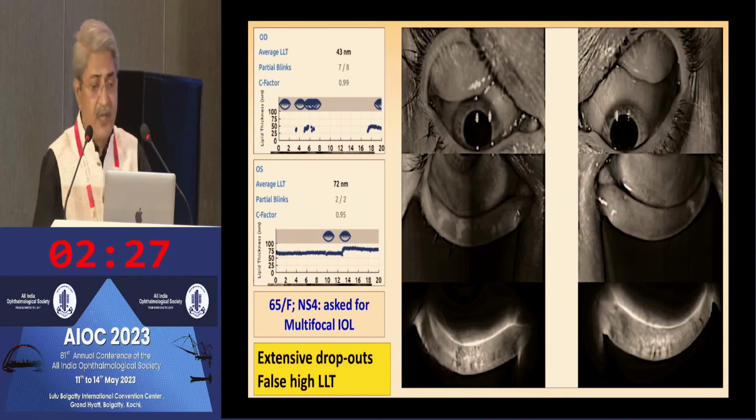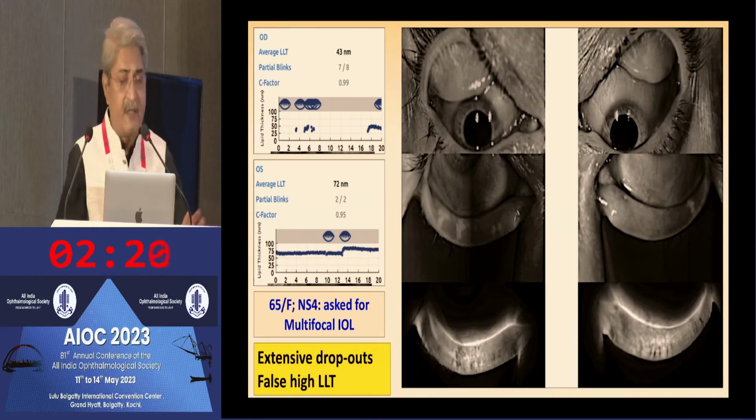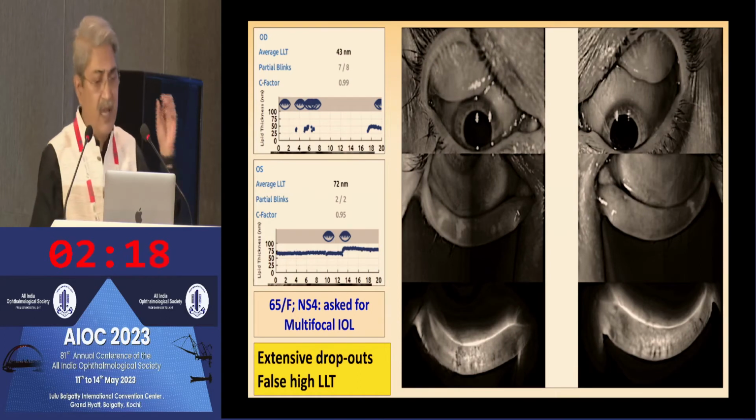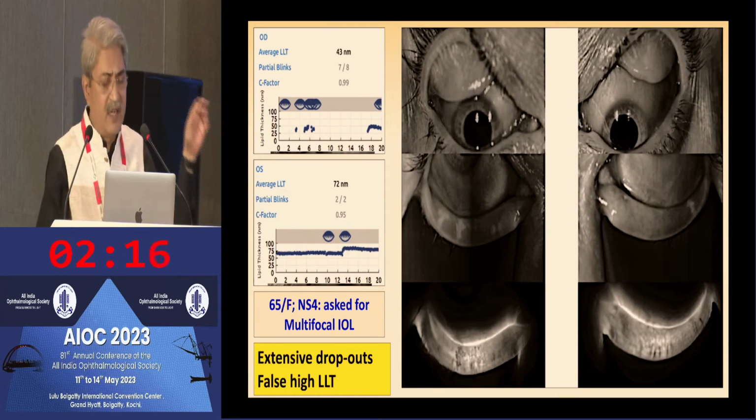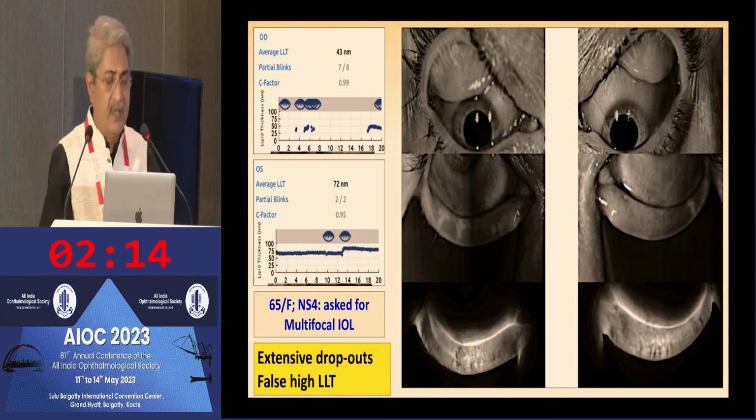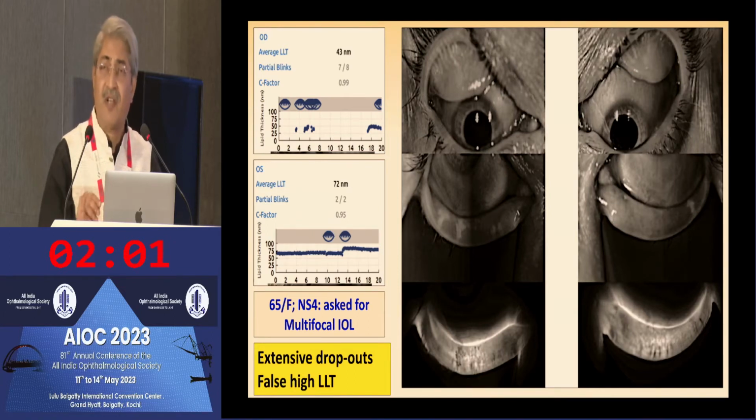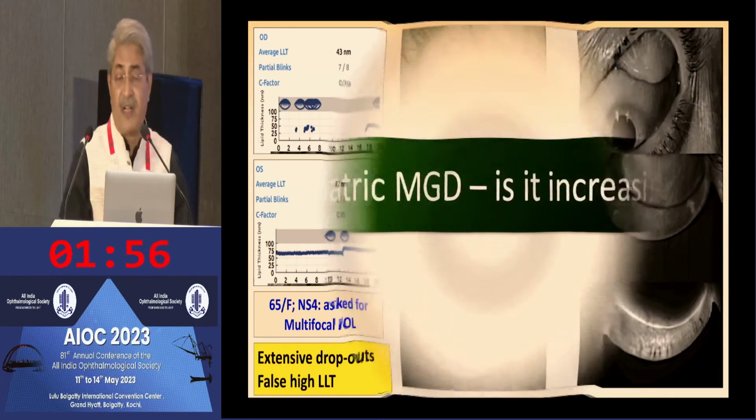And this patient, when she came, asked me for multifocal lenses. I said it is routine practice in our hospital. We ask for meibography, and you see extensive dropout area with false high LLT. This patient is not at all suitable for multifocal lenses, because if you see the lower lid in the left eye, meibomian glands are virtually not there, maybe 10% remaining. So this patient will curse you.